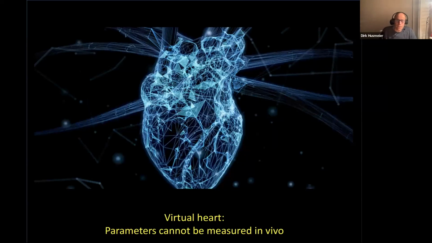Let's revisit the virtual heart again. Here, the parameters are related to the biophysical properties of the heart muscle in terms of the contractility, the elasticity, and the flexibility of the heart muscle fibers. But in order to measure them, you would have to extract the heart from the human body. And you can do that in post-mortem studies, but you can't do that in vivo in a living patient. For diagnosis of a living patient in vivo, you cannot measure the relevant patient-specific biophysical parameters.